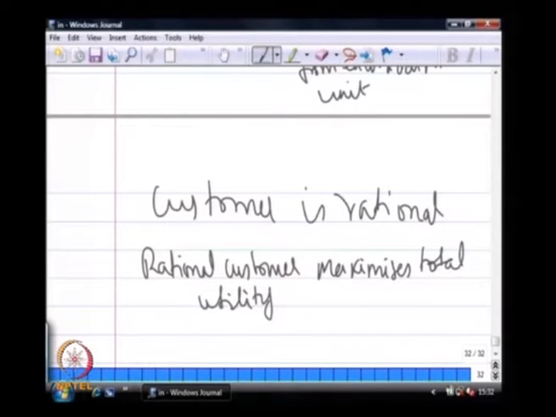Now, what do I mean by this? Since a sensible customer is assumed to be rational, economists assume that he or she will always try to maximize total utility, and it is this rational thinking that influences economists' decision making. Now, why is it that every consumer tries to maximize total utility?